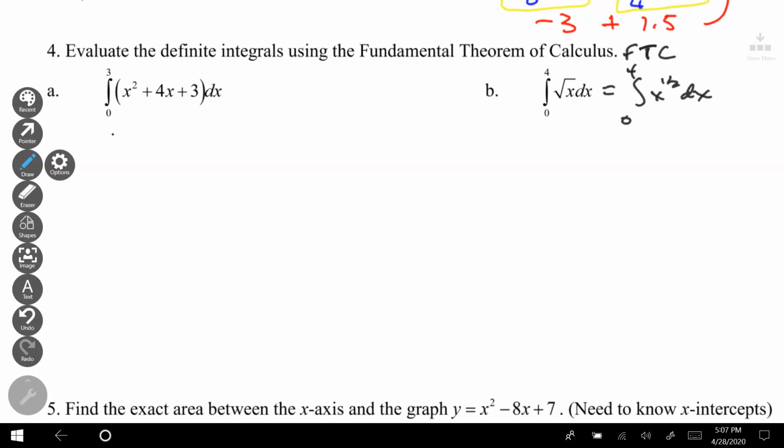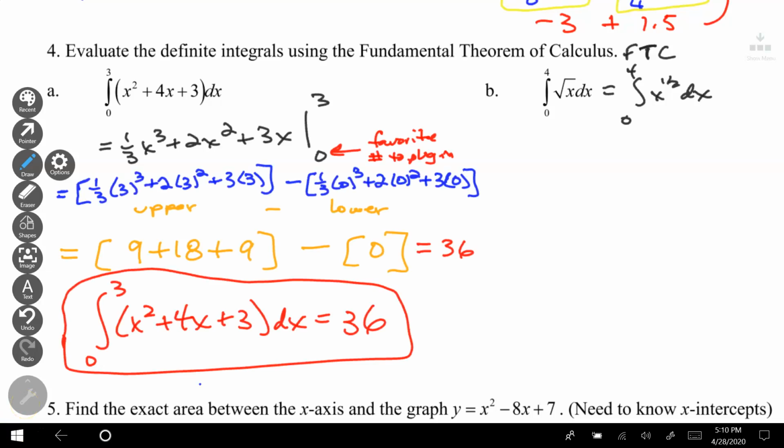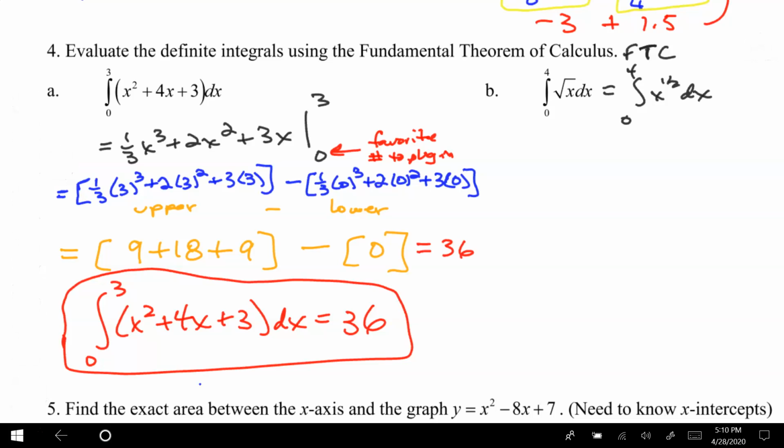So I'm going to do this first one, and I get obviously 1/3 x cubed plus 2x squared plus 3x. I'm plugging in my upper and lower limits of 3 and 0. I'm going to pause the camera. So I went ahead and did most of this problem while I was paused. As you see, I took the antiderivative of the function. I got 1/3 x cubed plus 2x squared plus 3x. My upper and lower limits are 3 and 0.